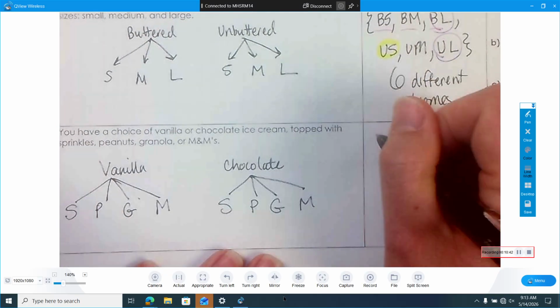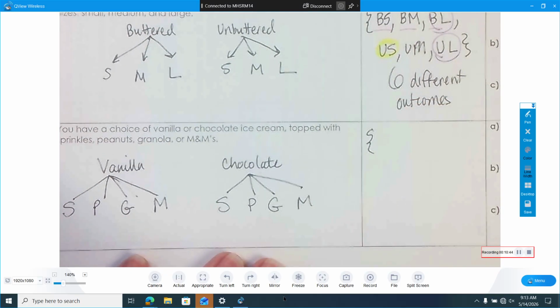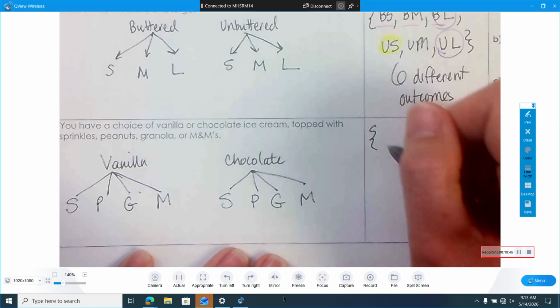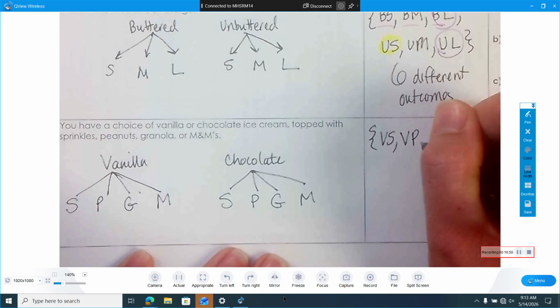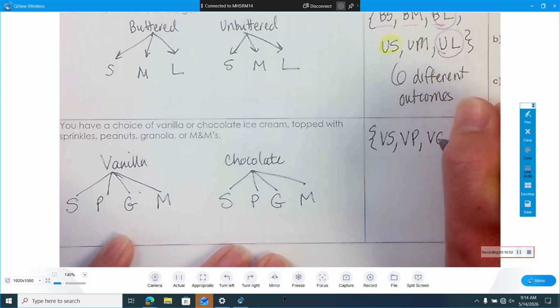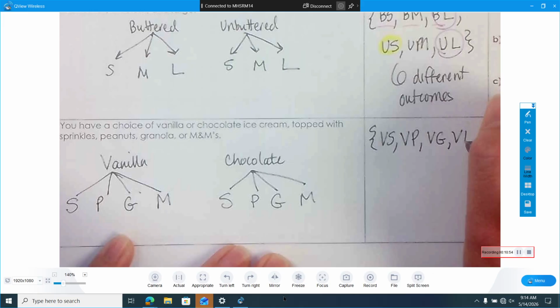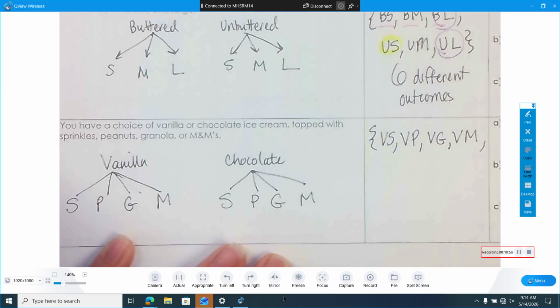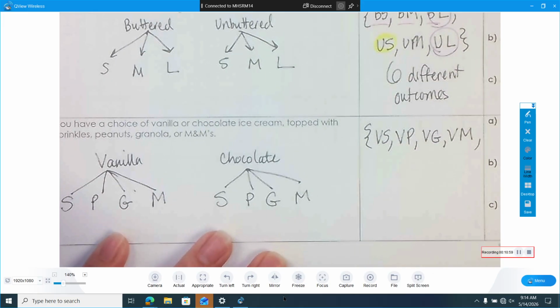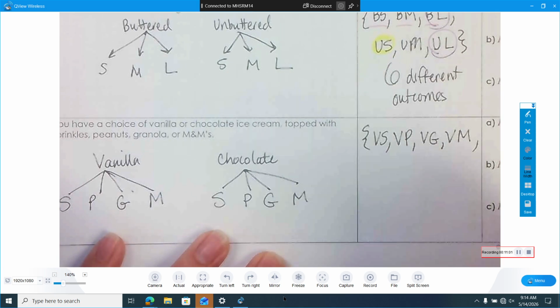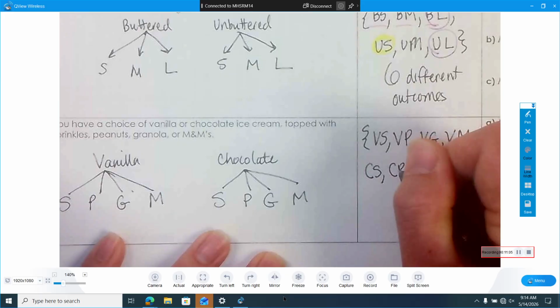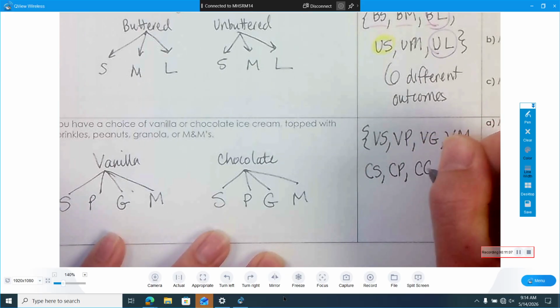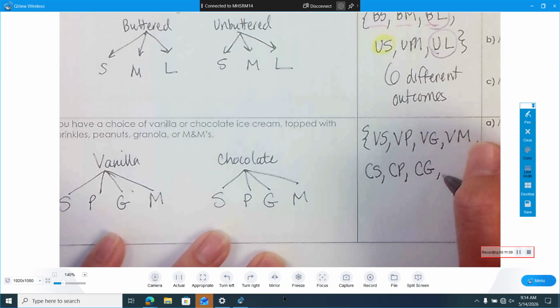All right. So what are my possible outcomes here? Vanilla sprinkles, vanilla and peanuts, vanilla and granola, and vanilla and M&Ms. What are my other outcomes? Chocolate and sprinkles, chocolate and peanuts. Chocolate and peanuts sounds really good right now.